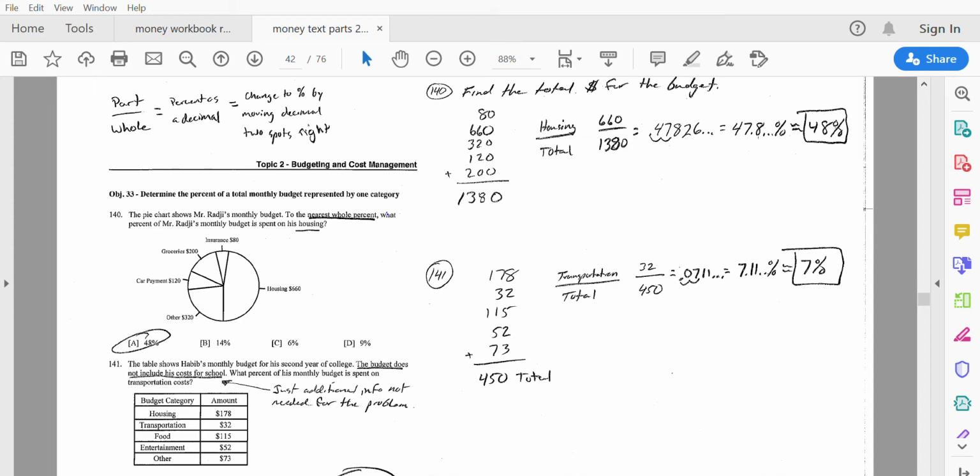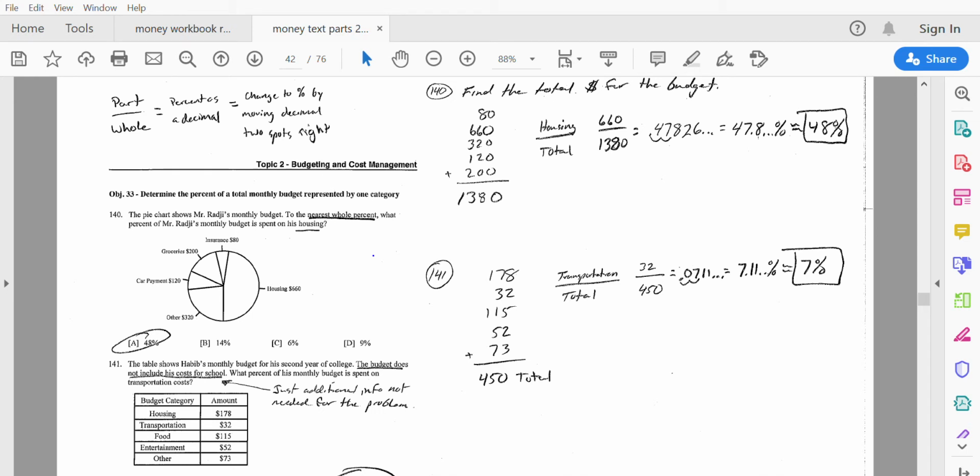You can see up here, this is something that should look a little familiar. Earlier this year we talked about having a part over a whole. That's a way to find a percent. When you take part divided by whole, you'll get the percent as a decimal. Then you move it 2 spots to the right and you'll get the actual percent. So let's start looking at a couple problems.